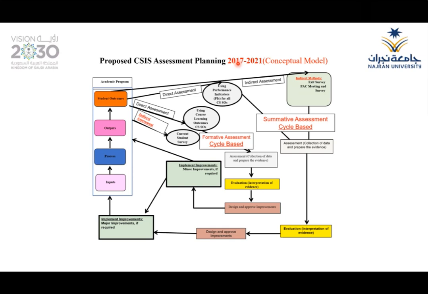Why there are 2 cycles of assessment. But of course, it is noticeable, notable, that there is a delay in the implementation of the action plan of the first assessment cycle.